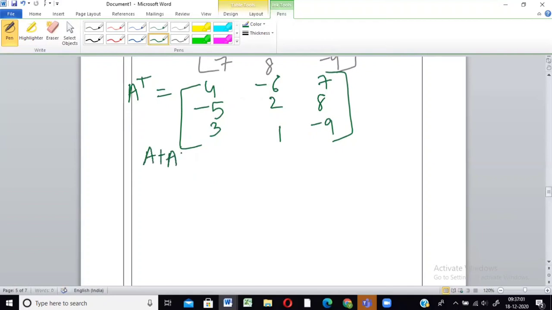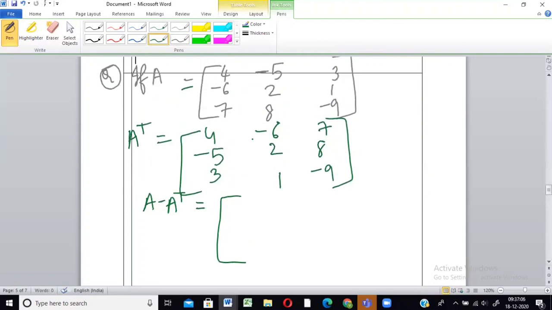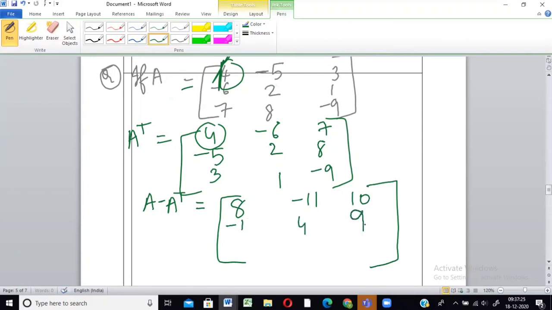A plus A transpose will be nothing but, on adding the two, whatever we get, we are going to write down. So element wise, right? This first one plus this one, then this one plus this one. We're going to do that. 4 plus 4 is 8. Minus 5 minus 6 is minus 11. 3 plus 7, 10. This will be minus 11. 4, 9, 10, 9, minus 18. Okay, so that's your A plus A transpose.